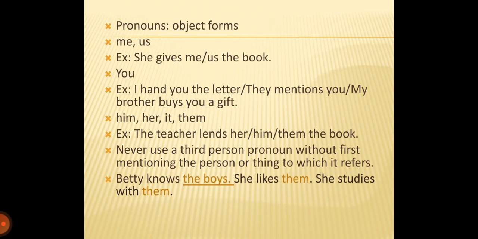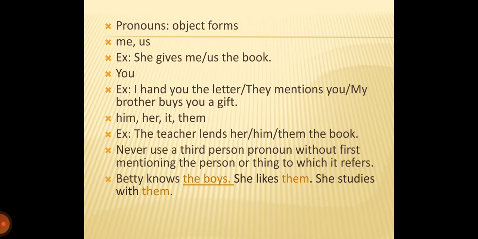In this lesson, we learn something about pronouns. In the first lesson, we learned about subject pronouns. In this lesson, we take object forms of pronouns, like me and us. For example, she gives us a book, or the book. We have pronouns like you. I hand you the letter. They mention you. My brother buys you a gift. You here refers to singular and plural objects.